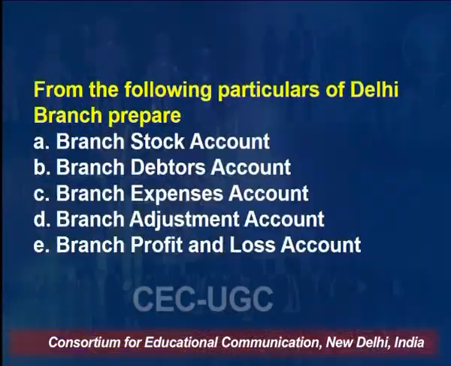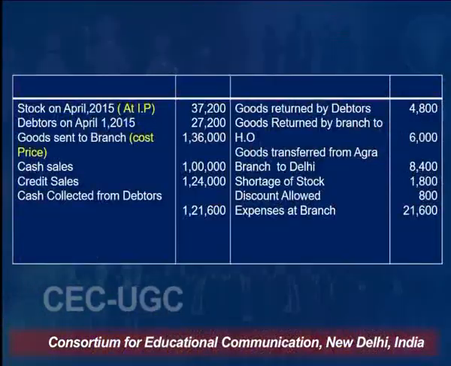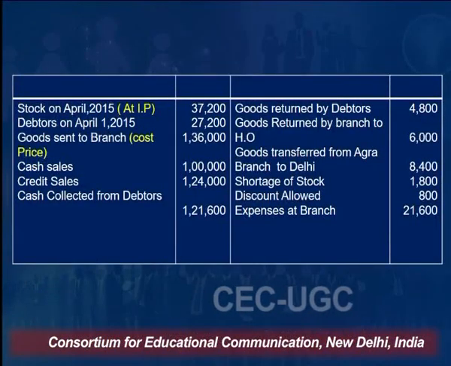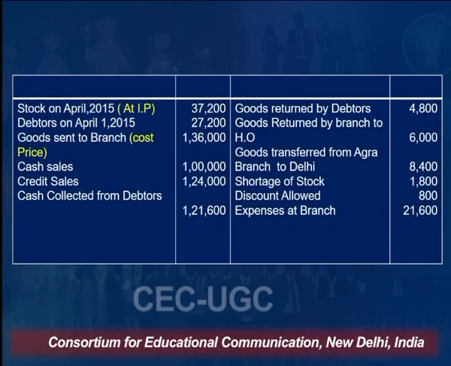So what are we required to prepare? We are required to prepare all these accounts, that is branch stock account, debtors account, expenses, branch adjustment, and branch P&L account. Even if it is not stated which accounts are to be prepared under the stock and debtors method, it is implied that we are required to prepare all these accounts. So it is given in this question that stock is appearing at invoice price, and this invoice price is 37,200. The first thing which we need to see is whether the items appearing here are all at invoice price or not.